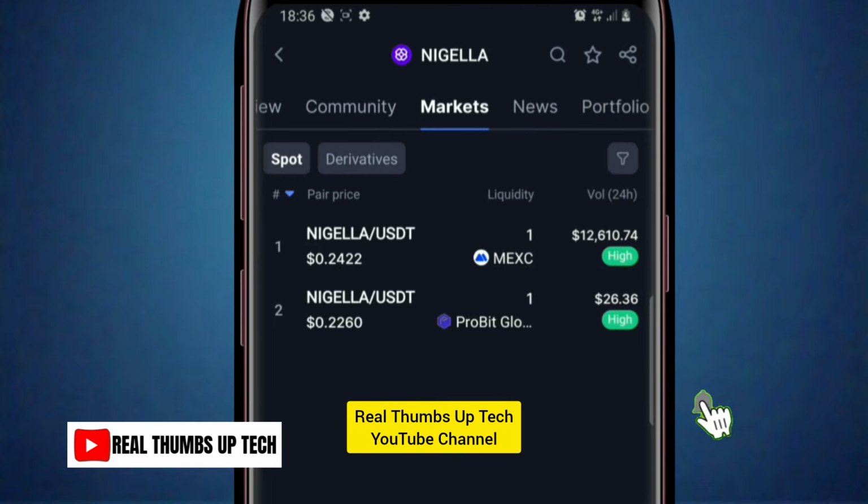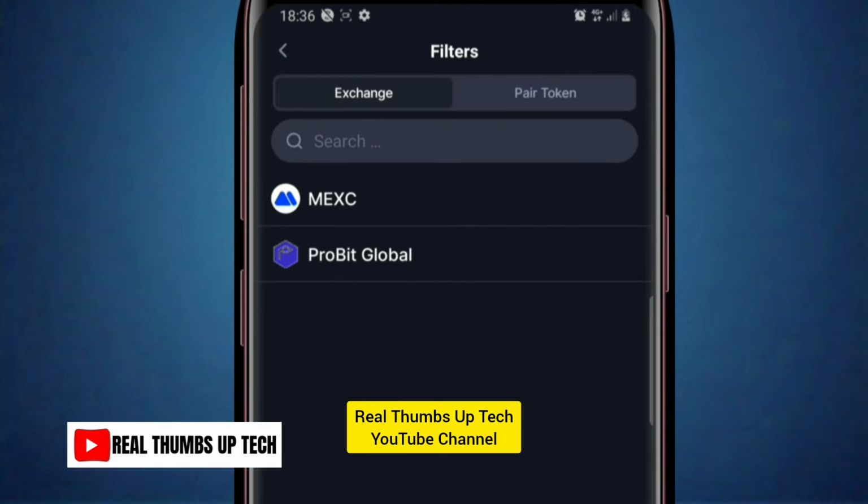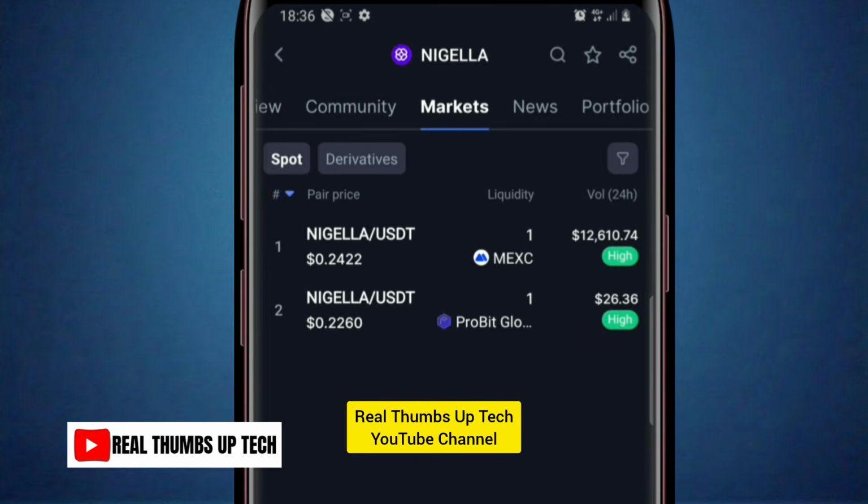All right, so you can see that the markets available here on CoinMarketCap for this coin, Nigeria, are MEXC and Probit. But the funny thing is that this Nigeria also exists in some other exchanges. Maybe they have not listed it here. It is also available on some exchanges like Bitmart. Yes, Bitmart. So let me go over to Bitmart and show you something.